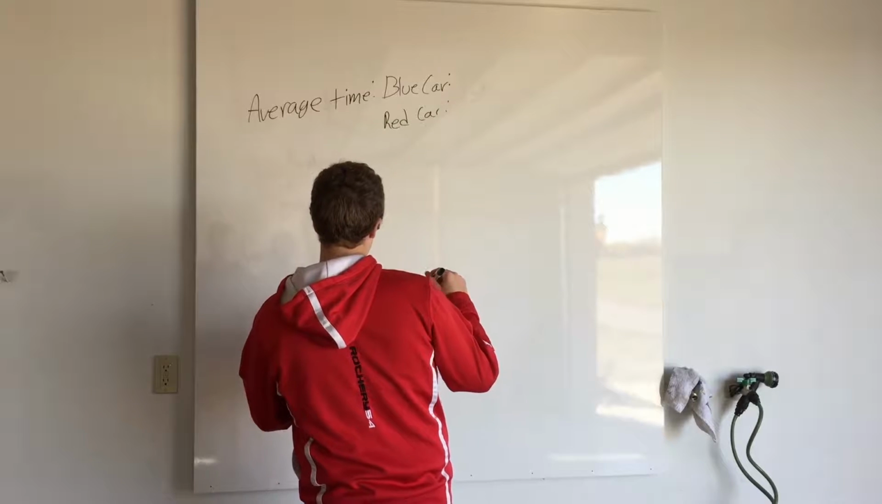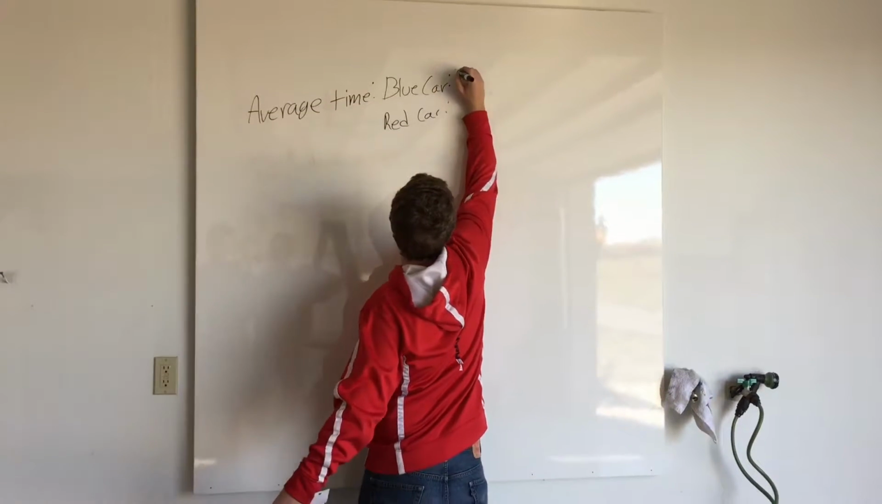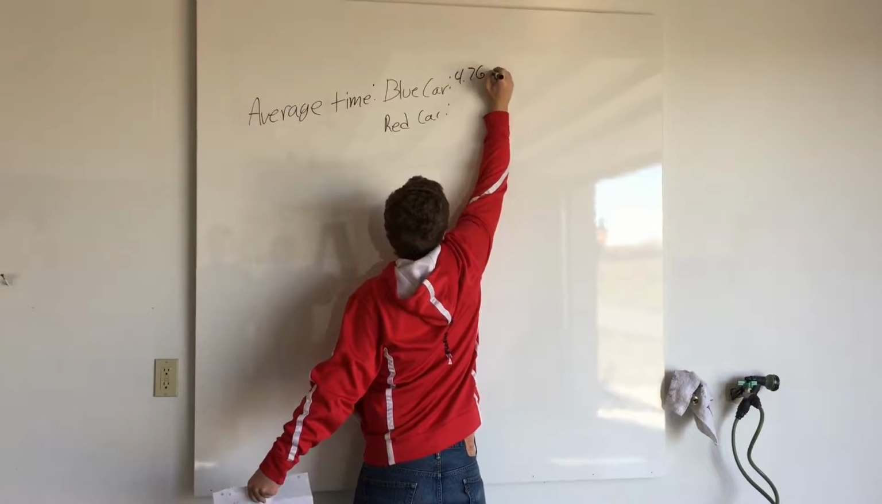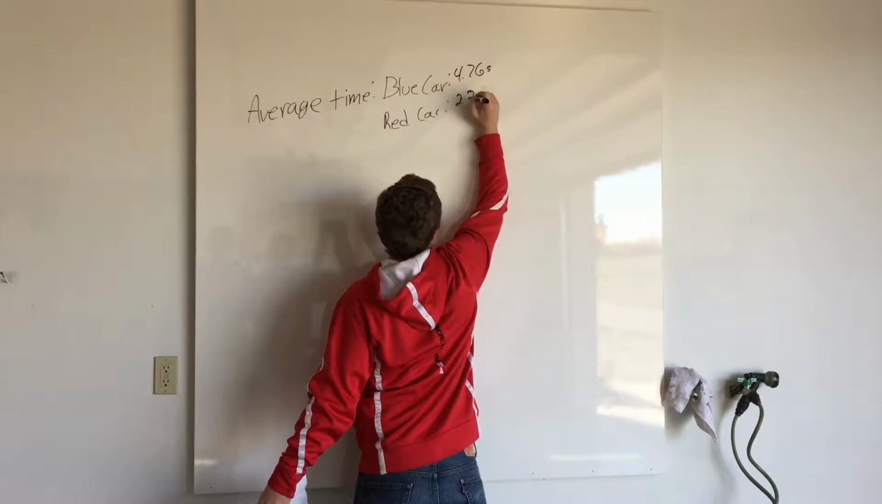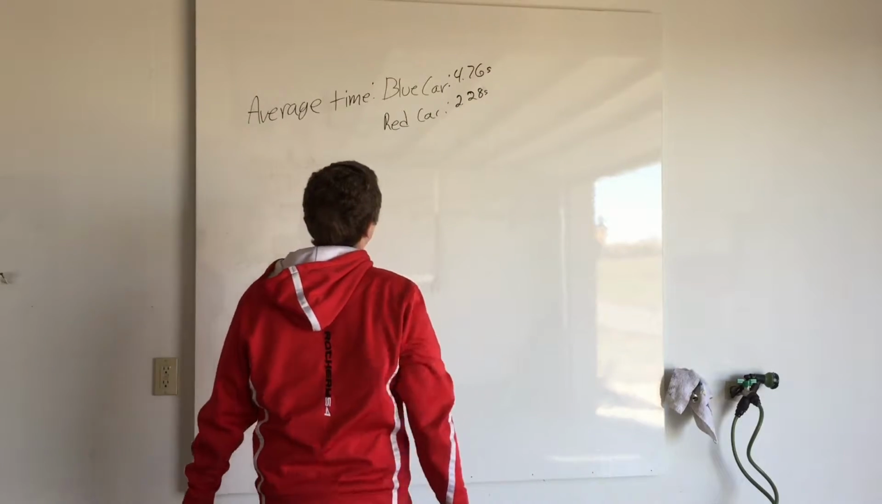The average time of the blue car to go 100 centimeters is 4.76 seconds, and the average time for the red car is 2.28 seconds to go 100 centimeters.